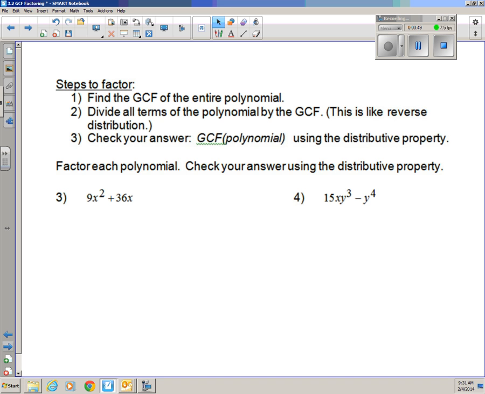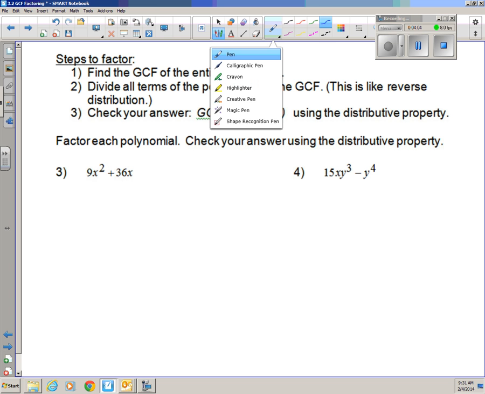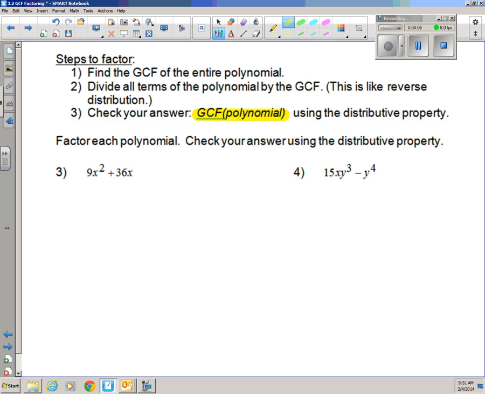When we try to factor, what we're looking to do is find the GCF of the entire polynomial. You're going to divide all the terms of the polynomial by the GCF. It's almost like reverse distribution. And you're going to check your answer. Now, your answer should always be written as follows. It should be whatever the GCF is outside of the polynomial, because the way that you check it is by the distributive property.